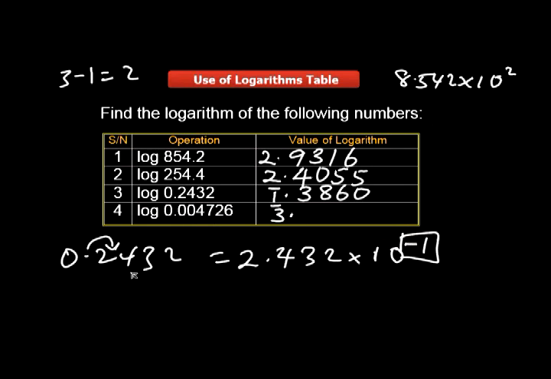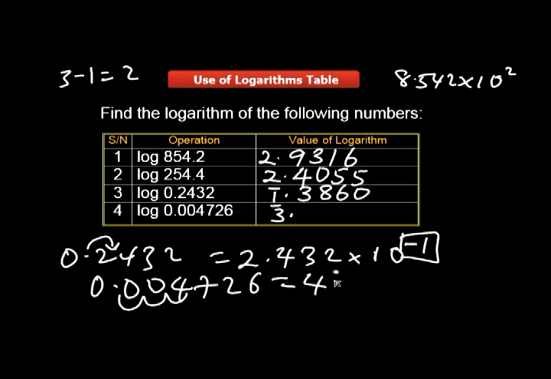This one is 0.004726. We have 1, 2, 3. So that will be 4.726 times 10 raised to a negative power, so -3. Once the number is less than 1, after counting your decimal places, your sign will be negative. So this -3 is our characteristic, and we write the sign on top of the number. So we have bar 3.